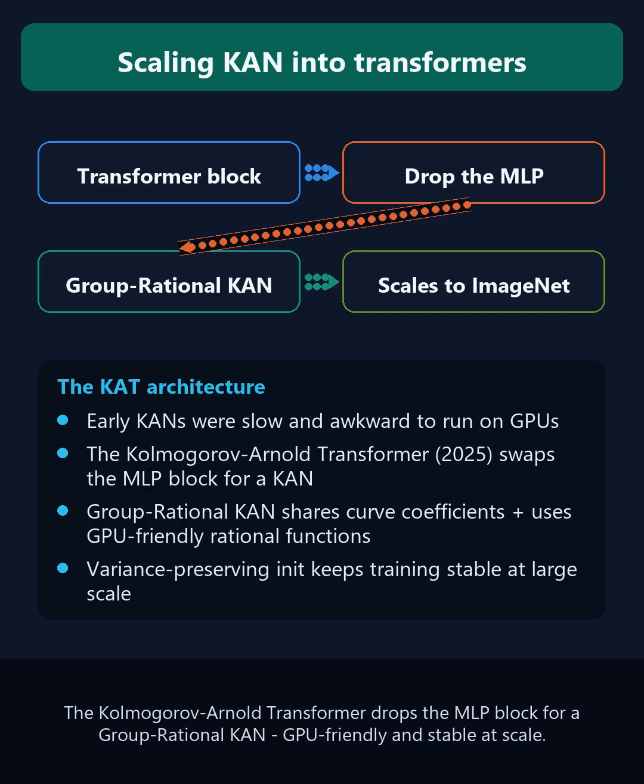That flexibility once came at a cost. Early KANs were slow and hard to run on GPUs. The fix is a smarter architecture. The Kolmogorov-Arnold transformer, from 2025, drops the MLP block inside a transformer and replaces it with a group rational KAN. It shares curve coefficients across groups to cut compute, swaps splines for GPU-friendly rational functions, and uses variance-preserving initialization, so training stays stable at scale.